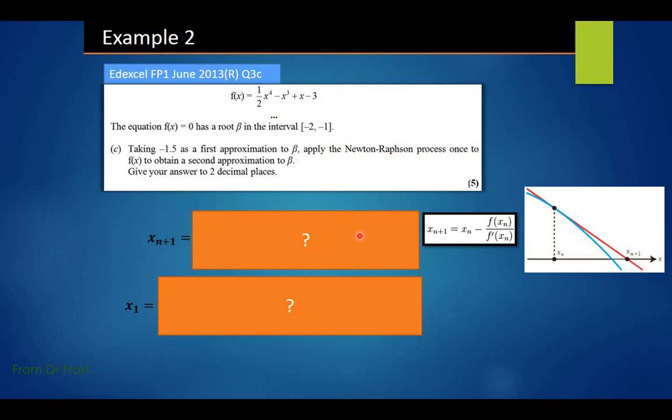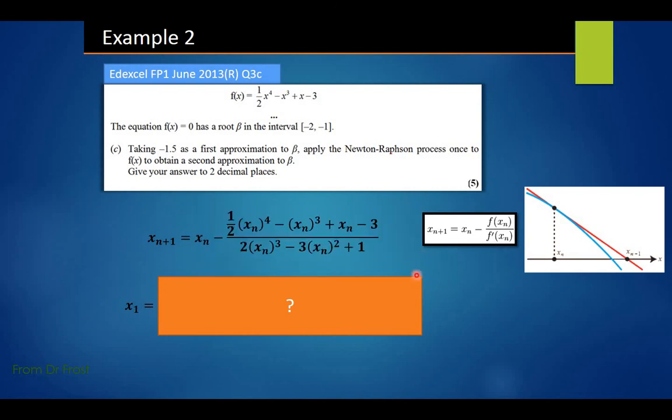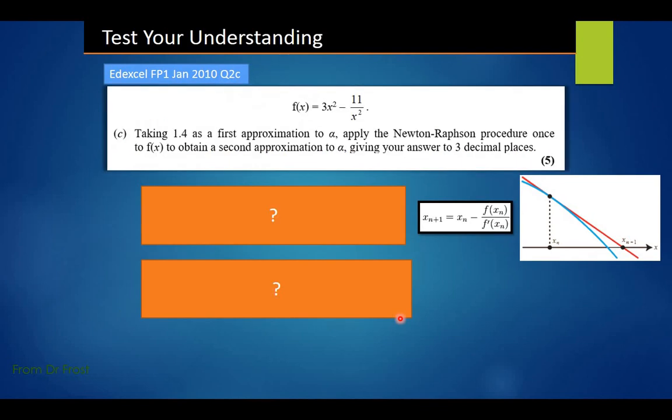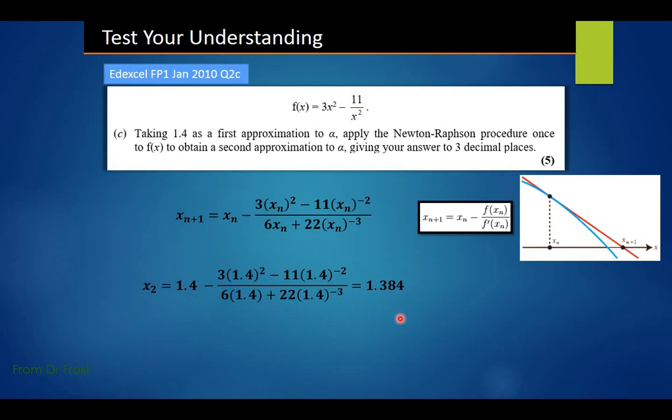So we need to work out what our Newton Raphson formula is. There's the original. We substitute in our function, differentiating for the second line, the denominator. And then we just pop our negative 1.5 into that and see what we get. And then we round it to 2 decimal places. So you have a go at this one. Here are your answers.